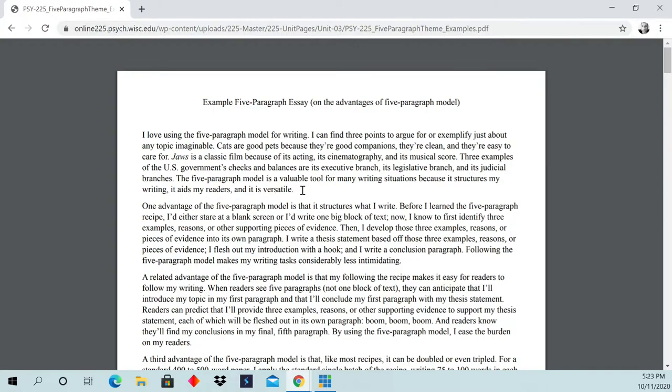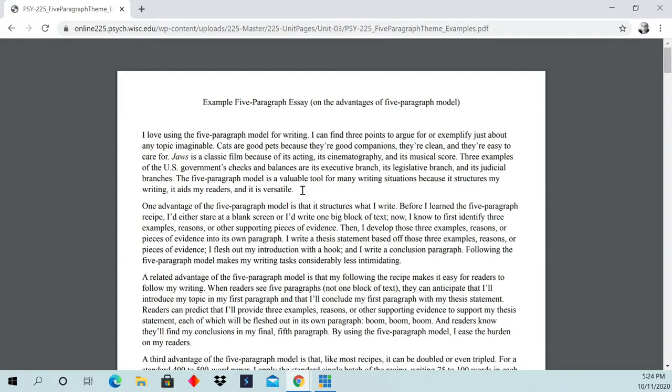Government, checks and balances. I can write on anything. And then here comes the thesis statement. This last sentence, remember the thesis statement is the last sentence in the introduction, and here it is. The 5-paragraph model is a valuable tool for many writing situations because it structures my writing, it aids my readers, and it is versatile. That's the thesis.